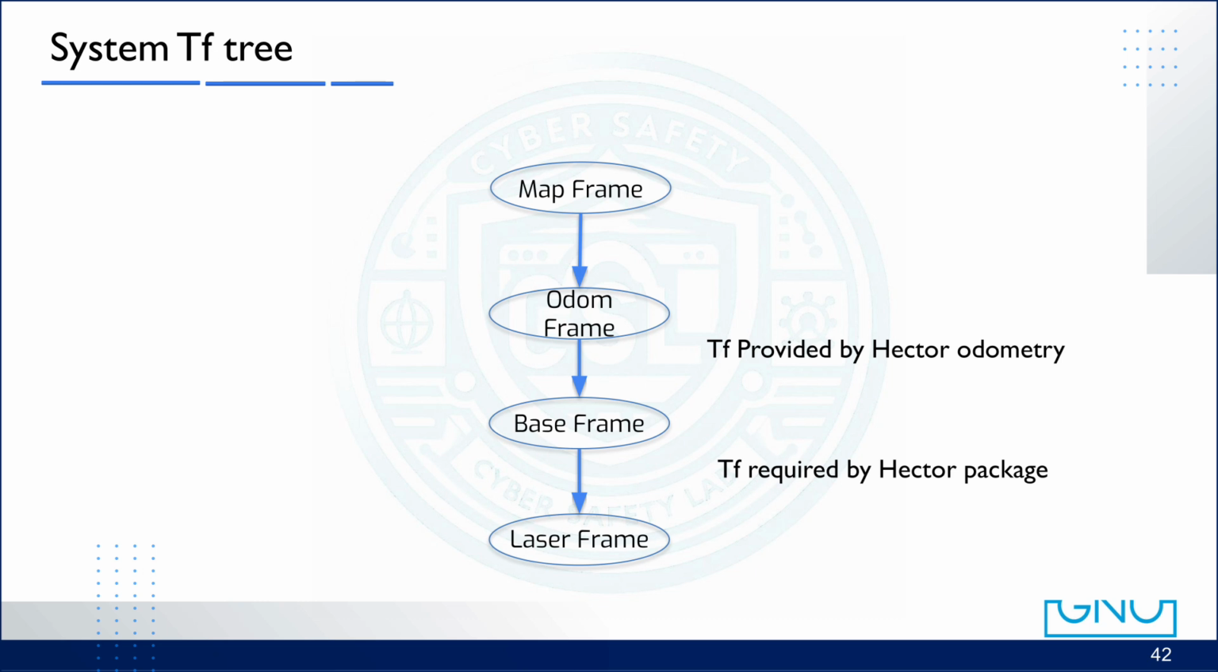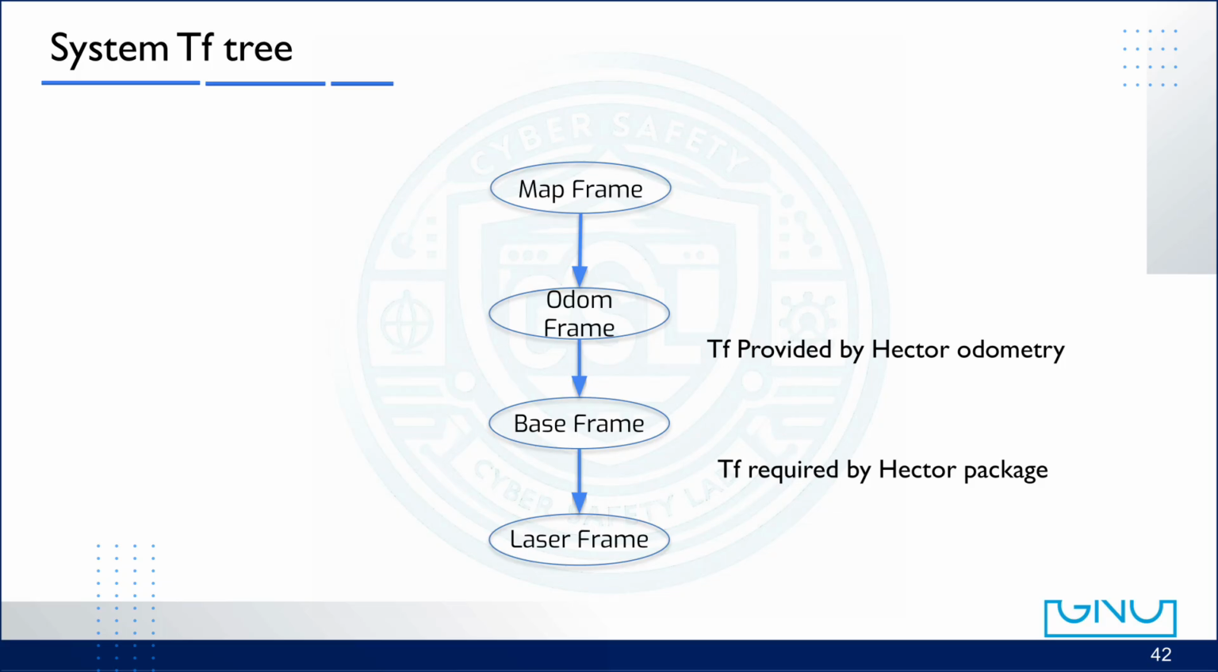With that in mind, let's look at our system's TF tree. At the top, we have the map frame. Below that sits the odom frame. The transformation between these two frames is provided by Hector's odometry output. Next, we go from the odom frame down to the base frame, which represents the robot's physical center. Finally, the base frame connects down to the laser frame.